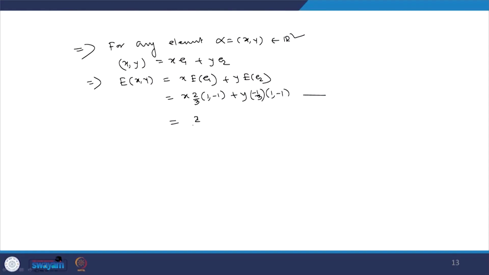You can simplify this. It will give you basically 2 by 3 (x, minus x) minus 1 by 3 (y, minus y), and if you simplify, this will be equal to (2 by 3 x minus 1 by 3 y, minus 2 by 3 x plus y by 3). Anyhow, some structure of this type you will get.